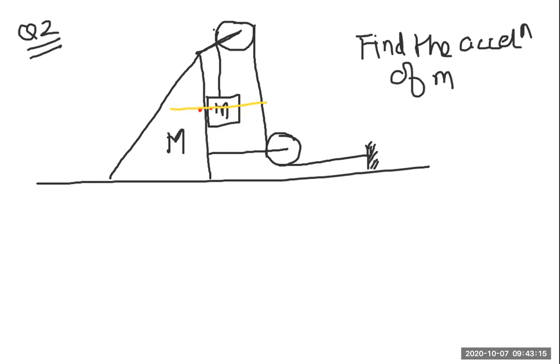How many unknowns are we getting on these three equations? Three unknowns. That's it. Then Radhika, solve and tell me. MG. First, let's agree on the free body diagram.